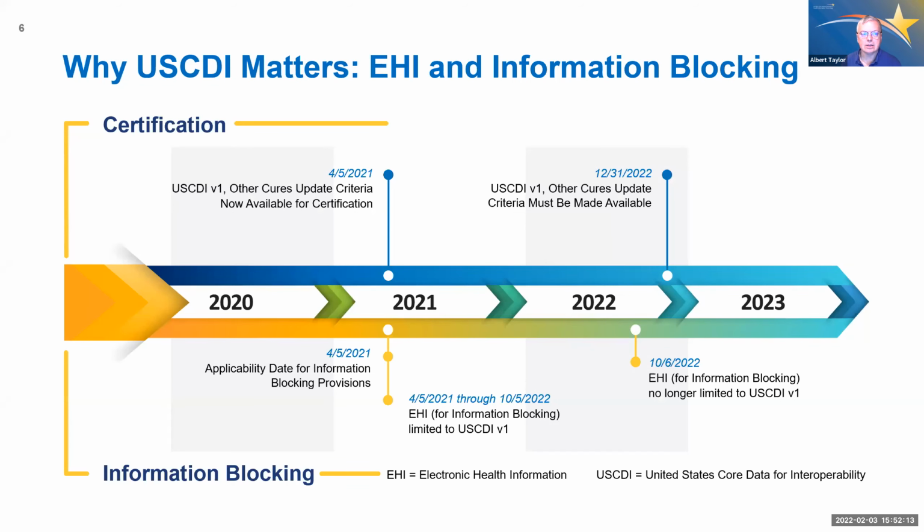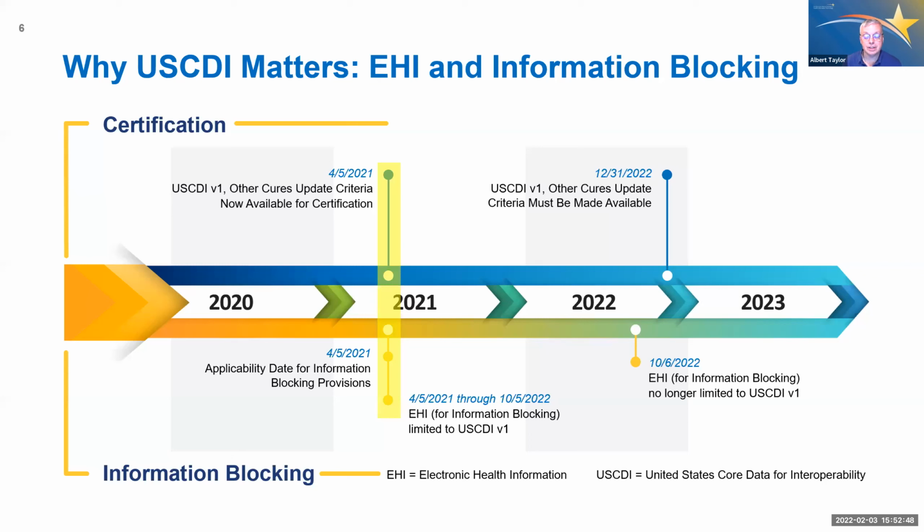So here's a couple of key dates that were put out in the final rule that implemented both information blocking and the new certification criteria. The first one is April 5th of last year. On that date, quite a few things happened. Well, number one, USCDI became available for updates to Health IT, meaning that Health IT developers could begin updating their systems and providing those updates that include USCDI version 1 to their customers.